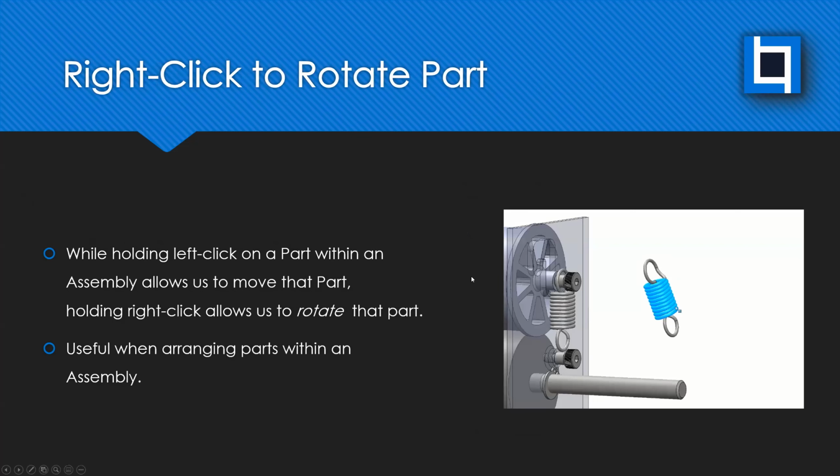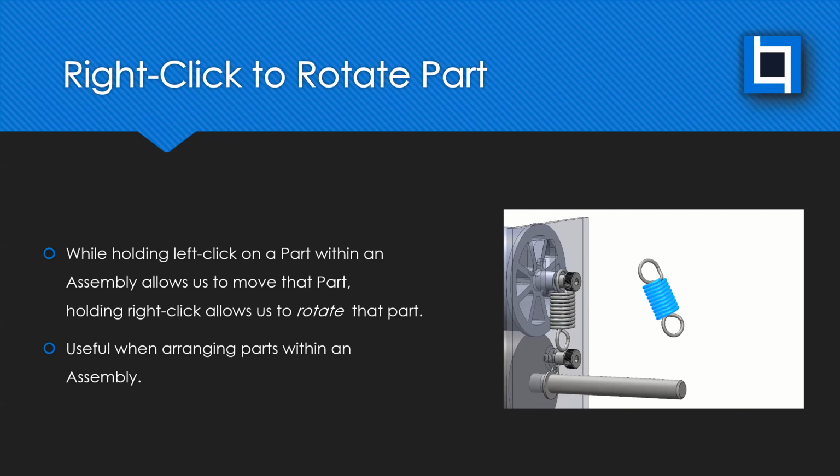Okay, so this is a really simple one. Right-click to rotate a part. So inside of an assembly, hopefully you're aware that you can click on a part and drag it around, move it around the assembly. But if you right-click on the part, you can rotate or spin that part instead of just moving it around.